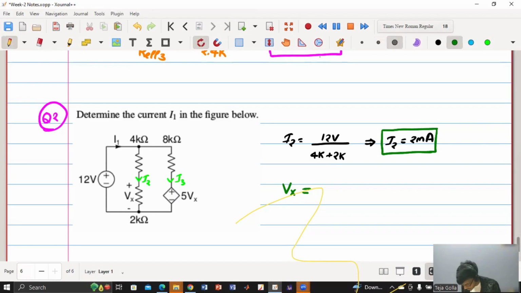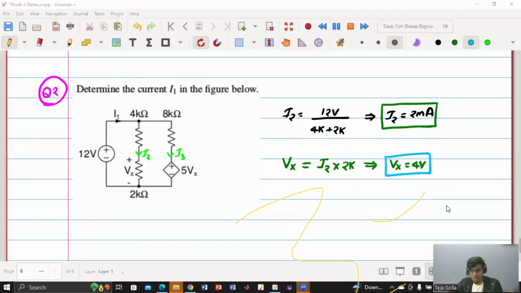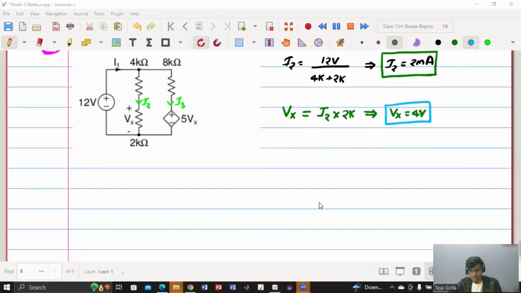Vx is nothing but I2 into 2 kilo ohm. So Vx will get as 4 volts, right? So Vx is I2 into 2k. Yes, you are right. Everyone is right. Can you please erase whatever you have drawn? Yeah, thank you. So Vx is 4 volts.